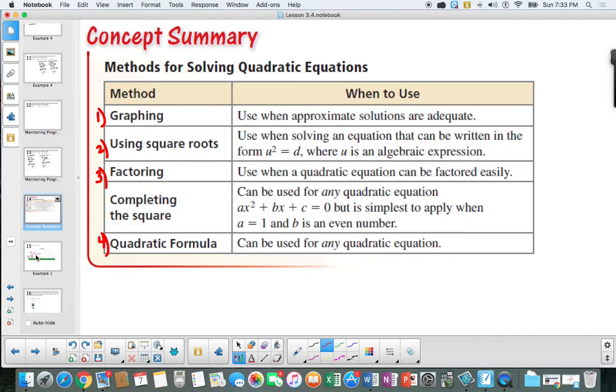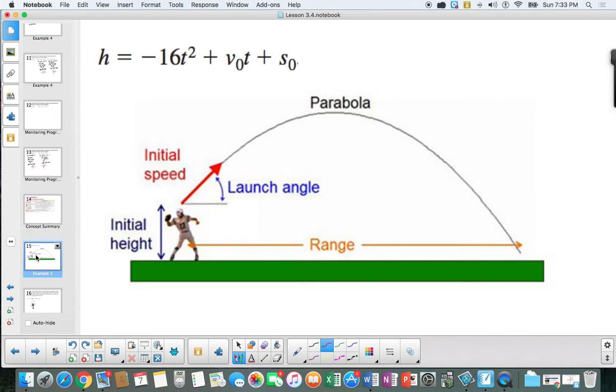Let's take a look at an application. This is a projectile, and it models a parabola formula. Now in this formula, v sub naught is what we call the initial speed, and s sub naught is what we call the initial height. If we know the initial speed and the initial height, we can predict the path of whatever object is being thrown up in the air.